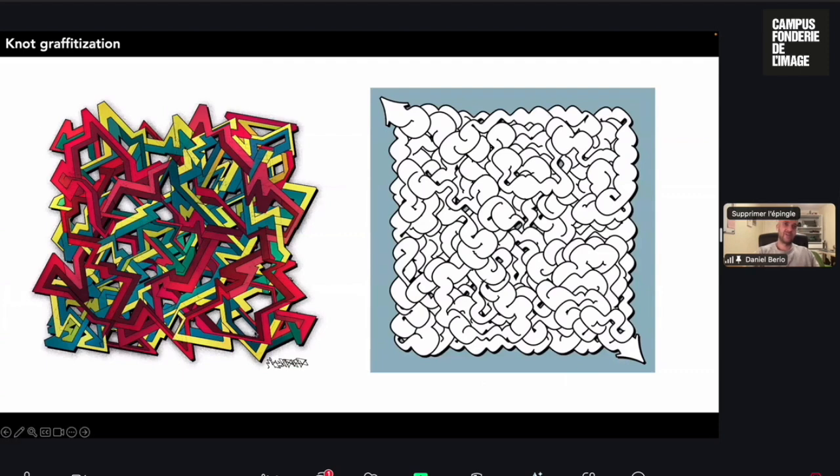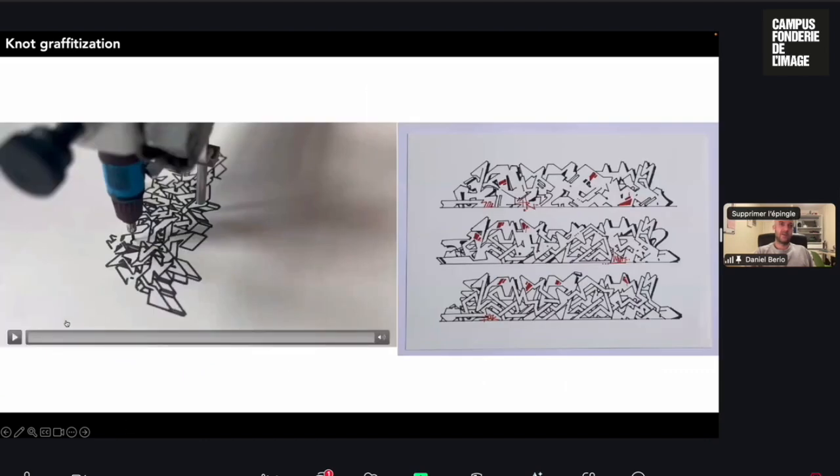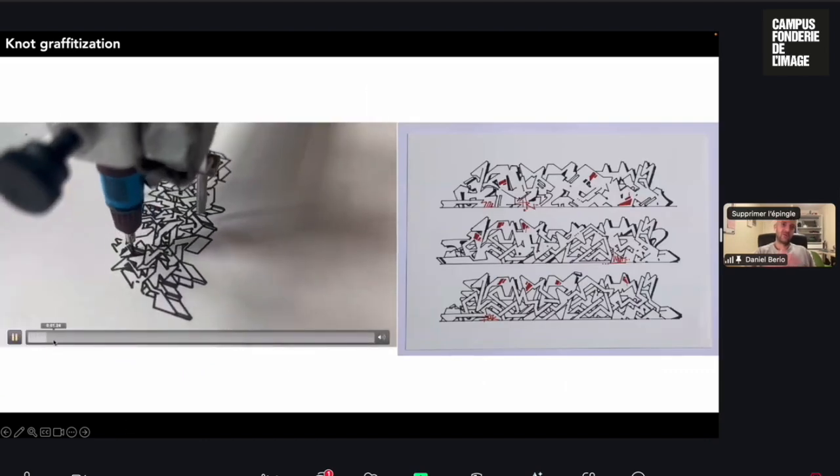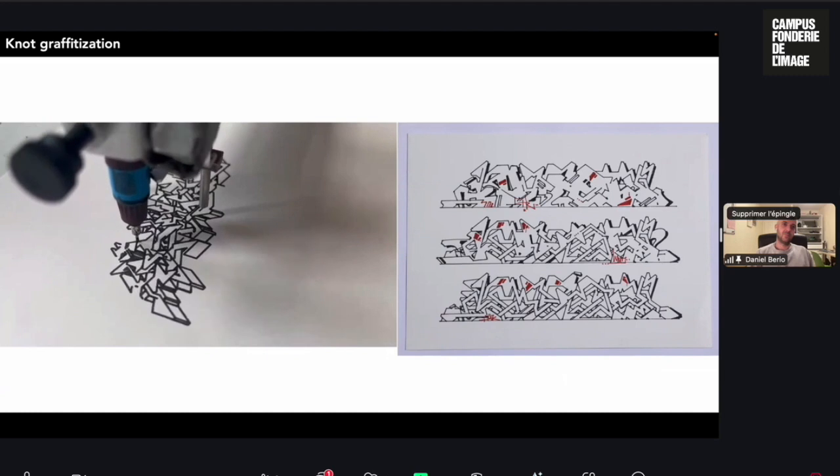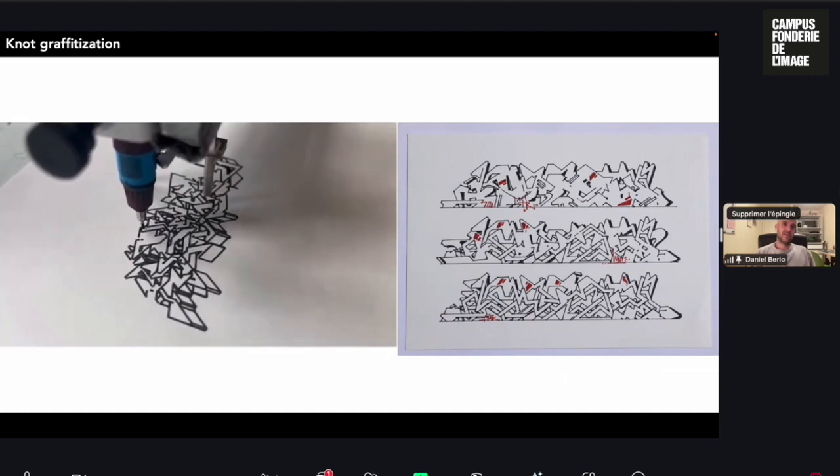This is a print using that overlapping system I showed you earlier. This is just an experiment with more rounded shapes. And this is again an example of a plotter drawing this.